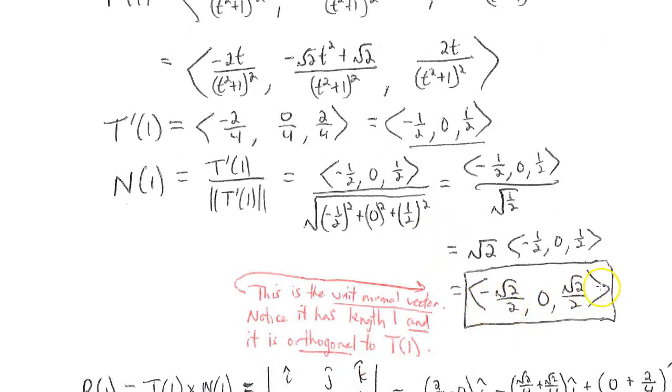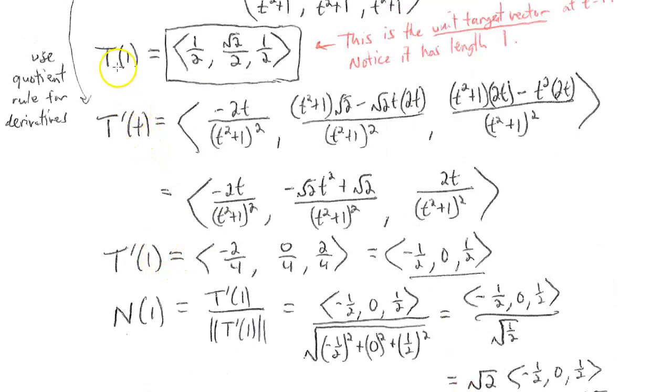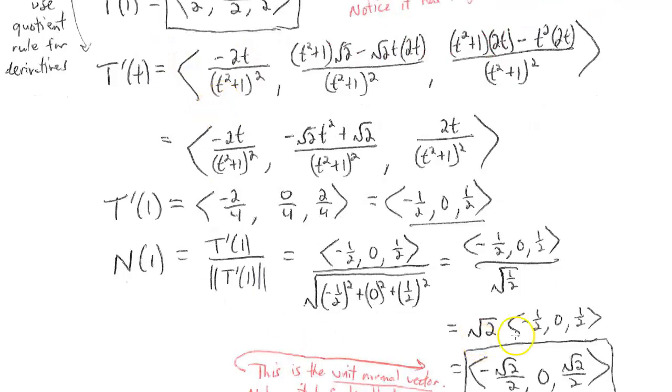So this is your N of 1, and you can check this is a unit vector. Okay, it has a length of 1 if you do the square root of this squared plus this squared plus this squared. So it's a unit normal vector. It has a length of 1, and it's orthogonal to T of 1. Right? We found our T of 1 right there. Here's our N of 1.